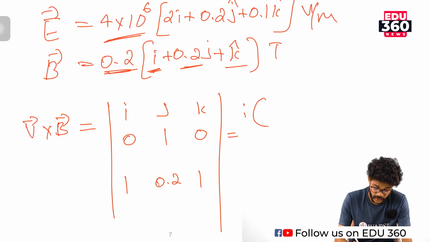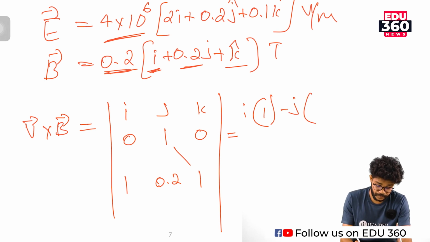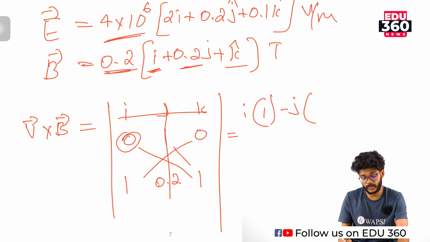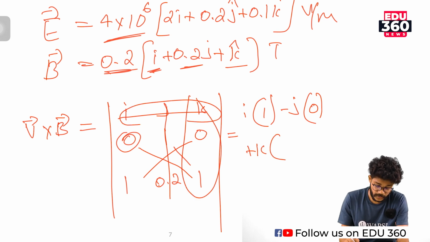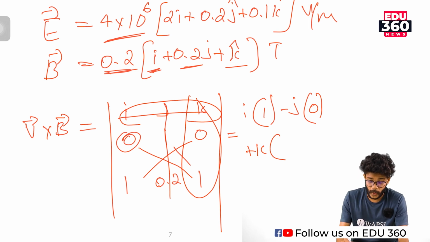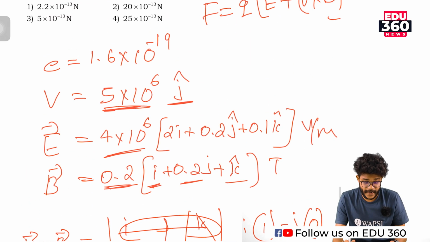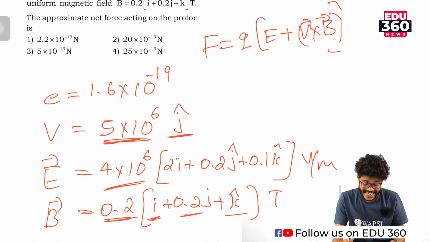Okay, what is the result? i into 1 into 1 is 1 minus 0, so i into 1 minus j into 0. Actually, these are two zeros, so 0 into 0 into 1 is 0, 0 into 1 is 0, so j into 0 plus k into, okay, we can leave these two columns, and 0 into 0.2 is 0 and minus 1. So V cross B is i minus k. Okay, V cross B is i minus k, and what is E?